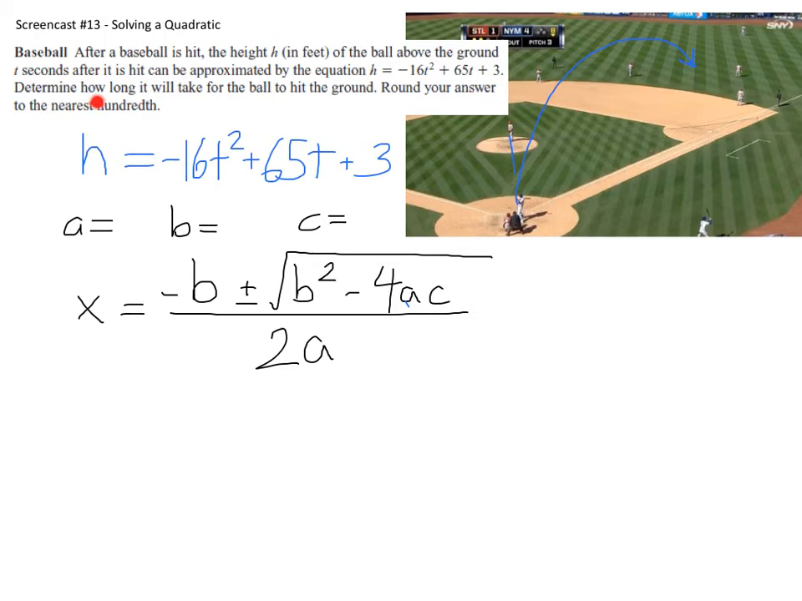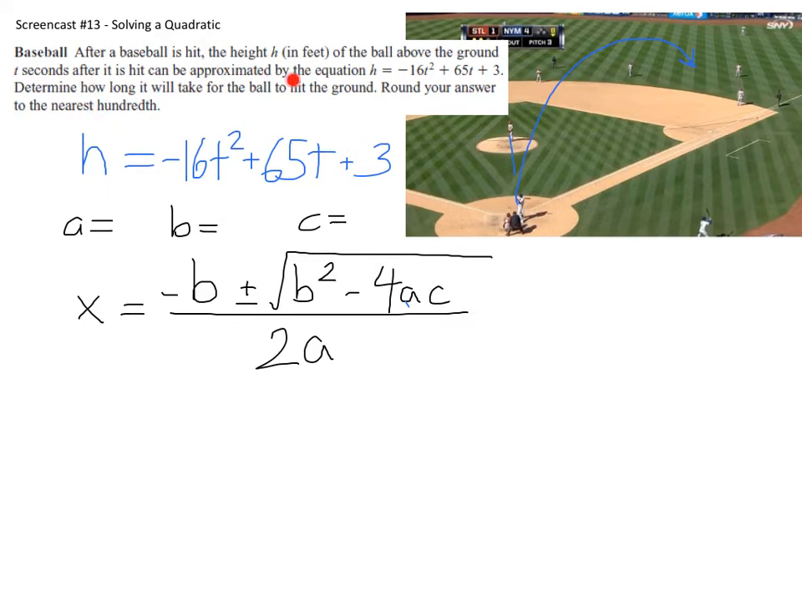We have to determine how long it will take for the ball to hit the ground. In other words, from the batter to, boom, right there, say somewhere in right field. We got to round our answer to the nearest hundredth. So let's determine what we're solving for here. We have two variables. h is height and t is time. Which one are we solving for? Well, if it's asking us to determine how long, clearly they're asking us to figure out t, time, which means we need to know h.